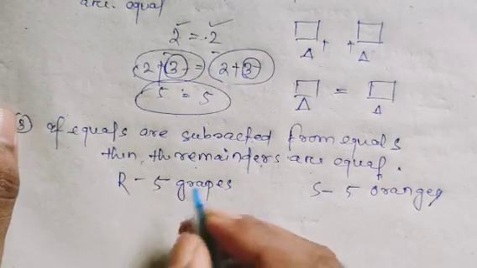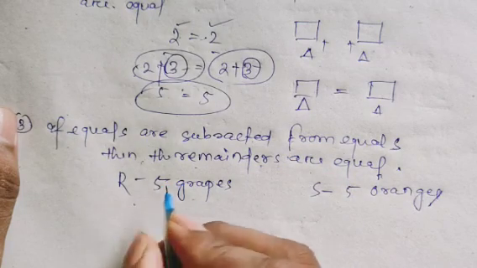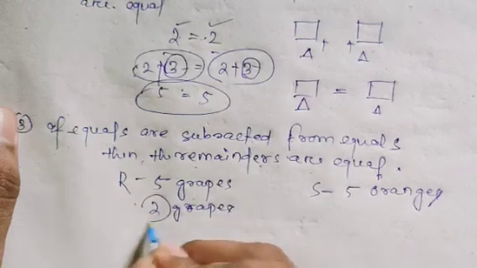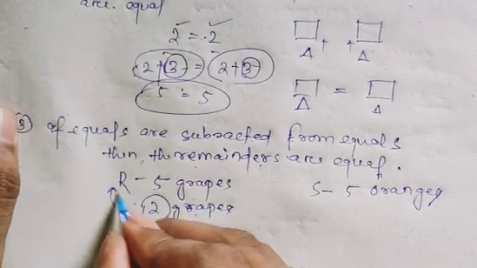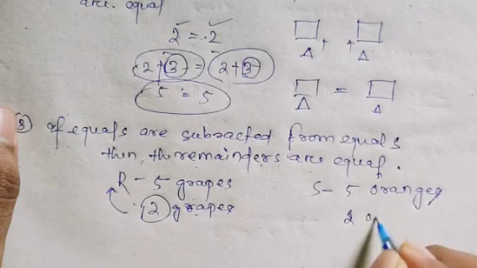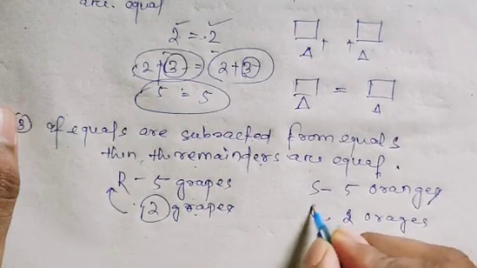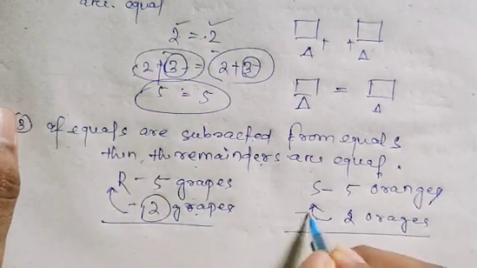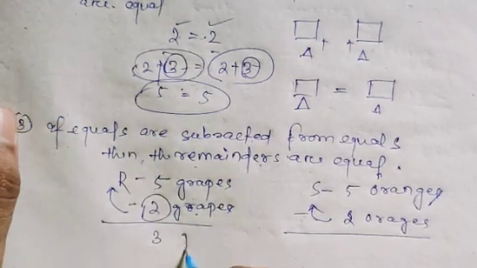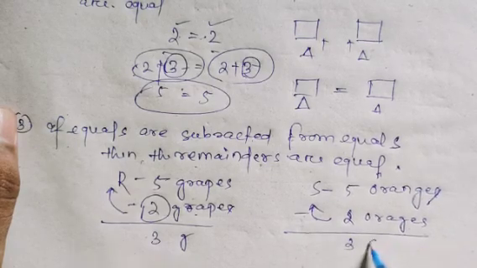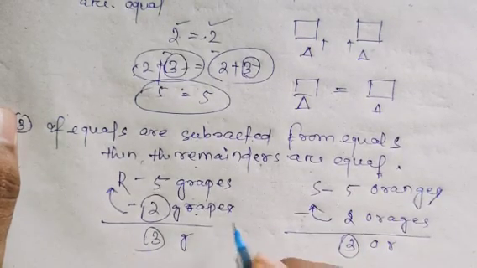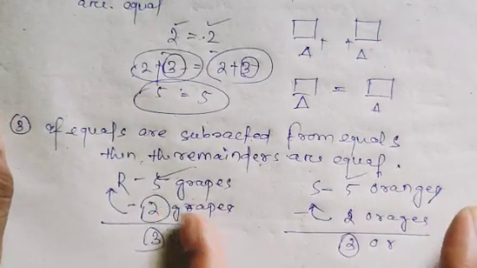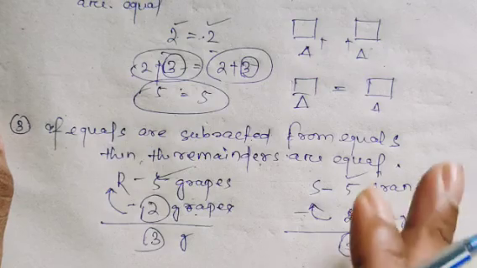If I take 2 grapes from Ram and 2 oranges from Sita, what are the numbers left? If I subtract this from 3 grapes and 3 oranges, the numbers left are 3 and 3. If equals are subtracted from equals, then the remainders are equal. This is the meaning of this statement. Okay, understand?